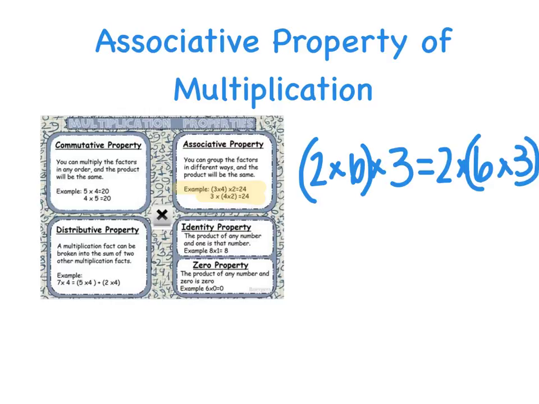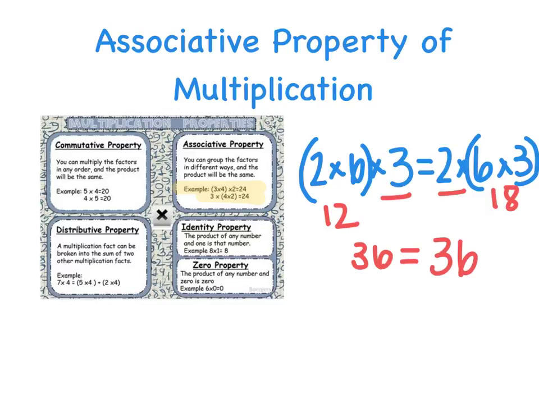On the left side, 2 times 6 is 12, and then I will multiply that times 3 to get 36. On the right side, 6 times 3 is 18, and when I multiply that by 2, I still get 36. So no matter how you group the factors when you are multiplying, you'll still get the same answer.